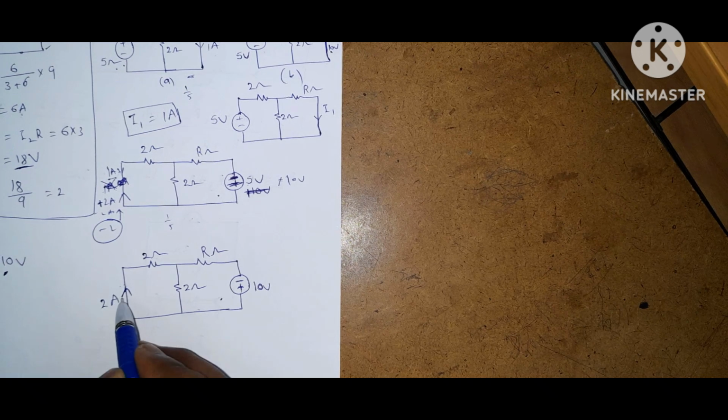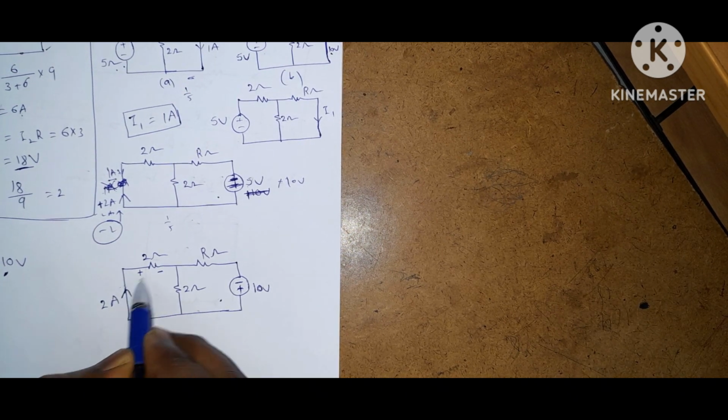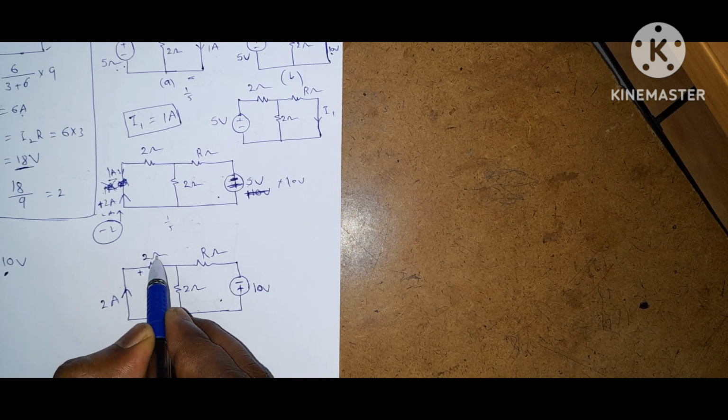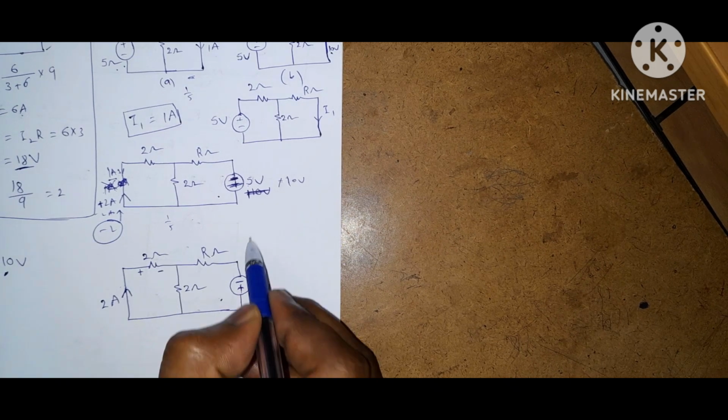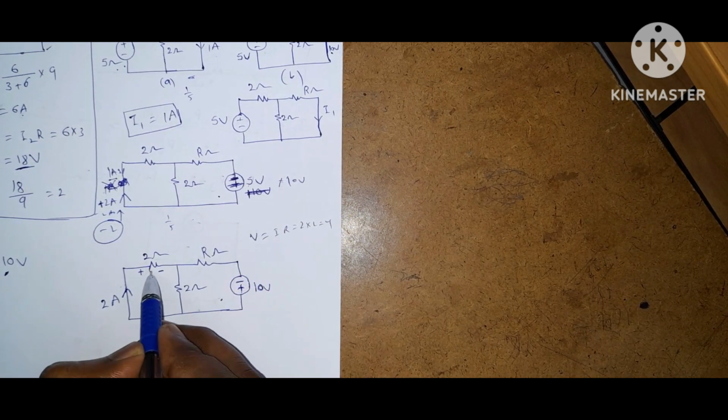Now if you observe this, current enters here. It is plus, it is minus. So current enters here, it is plus, it is minus. Now the voltage across this 2 ohm resistor is V is equal to IR, so 2 into 2 is equal to 4 volts. So this is 4 volts.